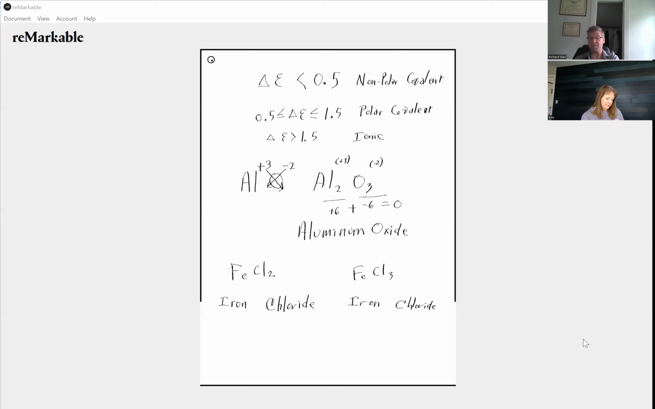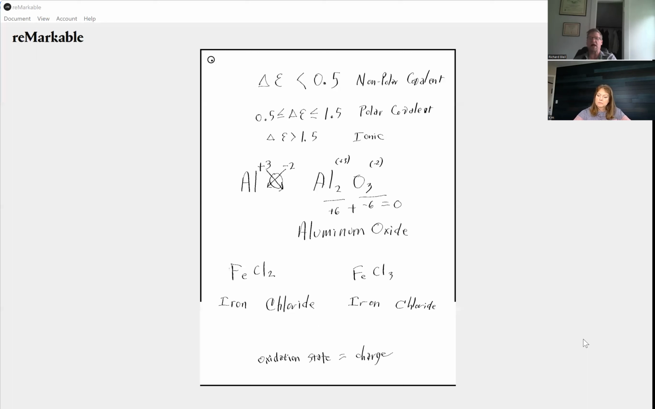Now, there was a time, and I hated this, the old convention was you change the ending of the cation. So the one on the left would have been ferrous chloride. The one on the right would have been ferric chloride. And you just had to remember which one has, well, actually, the ending talks about the oxidation state. When you hear me say oxidation state, that just means charge. That's just the charge.